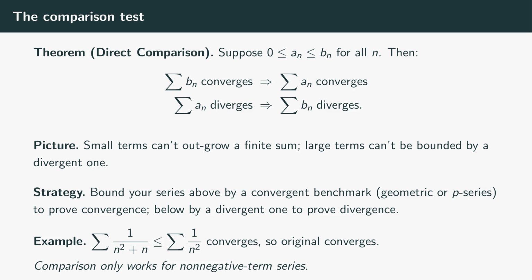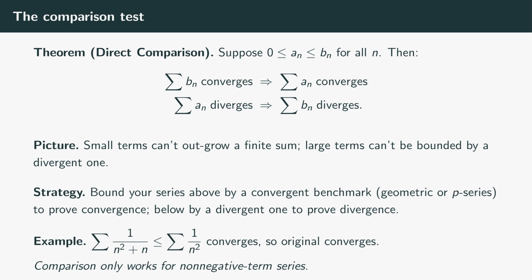The picture is straightforward. Smaller positive terms can't add up to more than larger ones. Larger positive terms can't be bounded above by a divergent total. Strategy. The benchmarks, the series you compare to, are the geometric and the p-series. To prove convergence, bound above by a known convergent series. To prove divergence, bound below by a known divergent series.